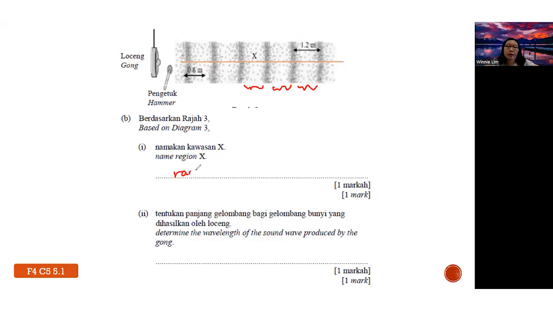Rarefactions. If they come closer together, like this part, then this region is referred to as compressions, where the pressure is high on this region as well. So how does the sound actually travel? They travel through the air particles. The air particles compress, rarefact, compress, rarefact, until they reach your ears.